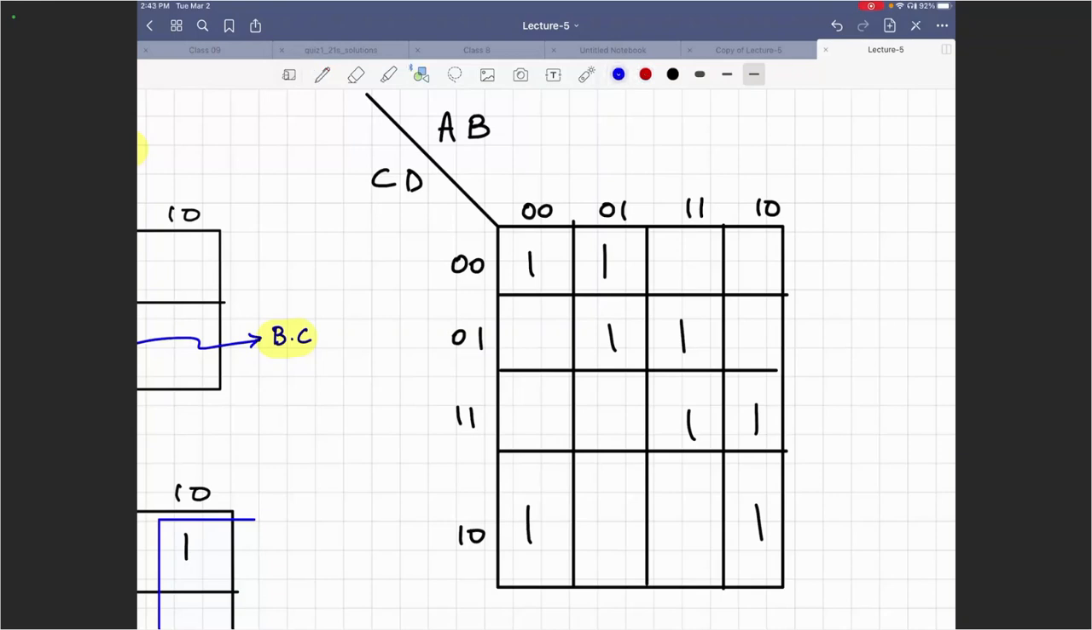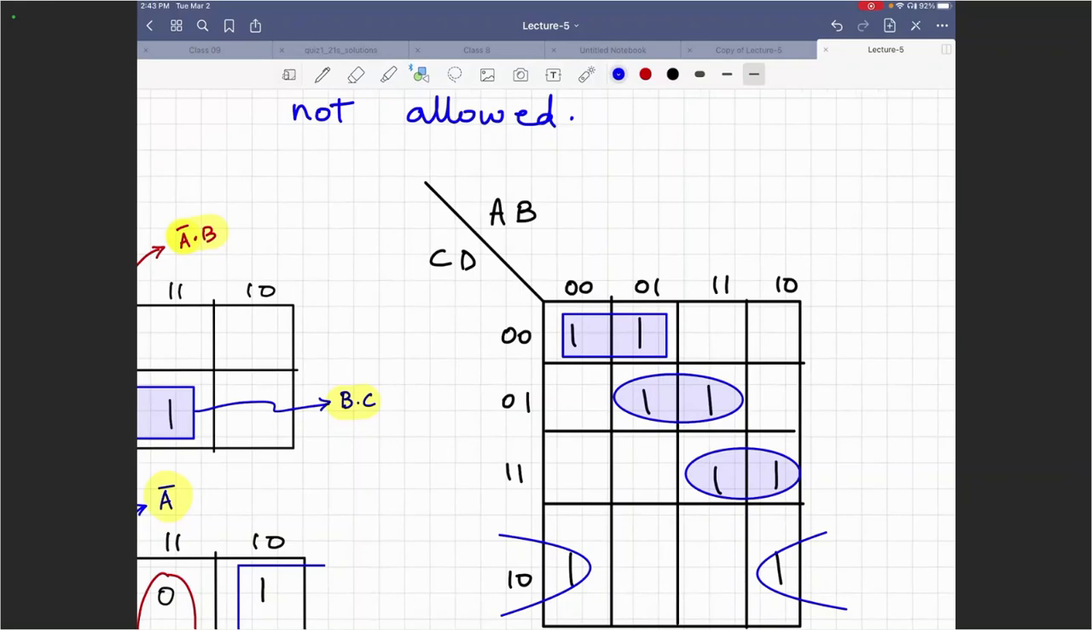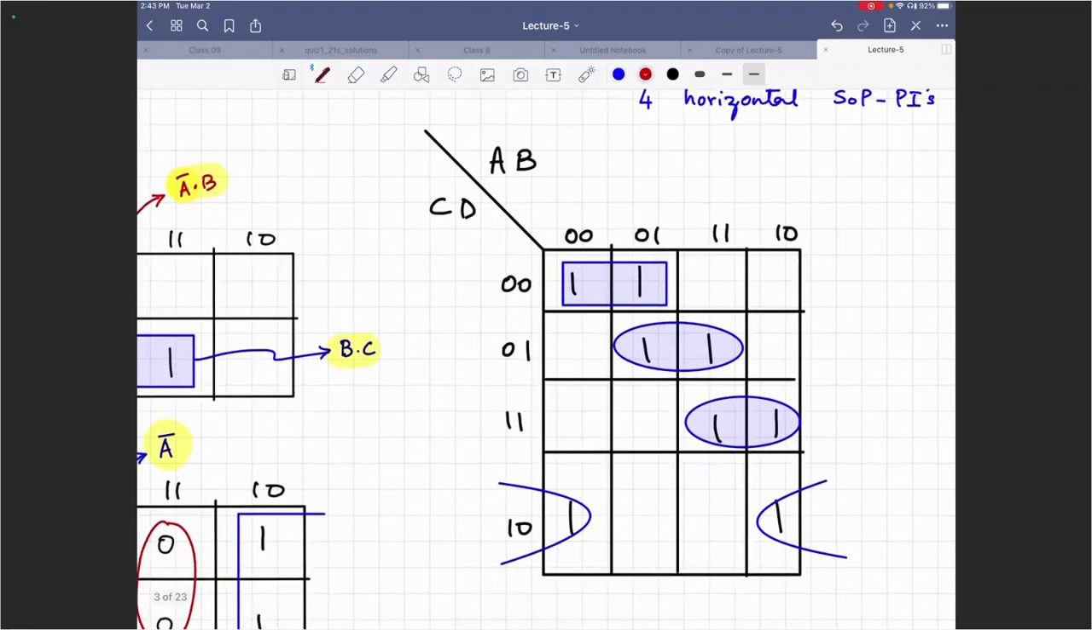Let us try to identify them. I'm going to label the horizontal ones in blue. So I've got one here, and one here. So I've got 4 of those as horizontal SOP PIs. And some of you might have started simplifying it in a different way. Vertical ones.